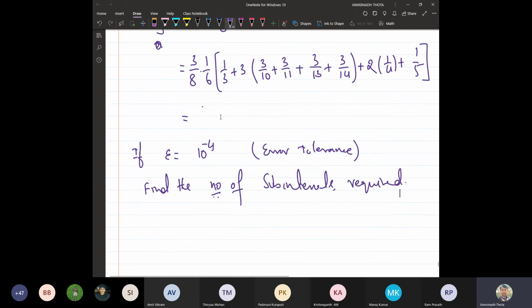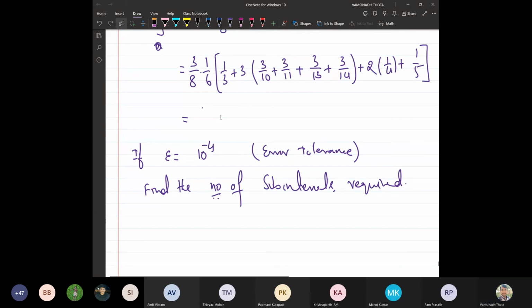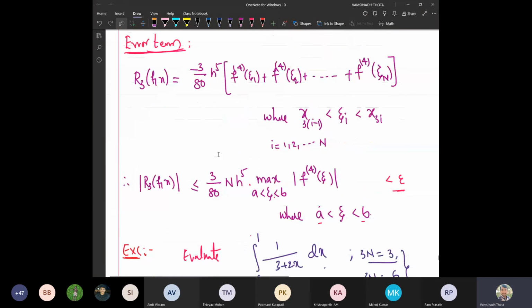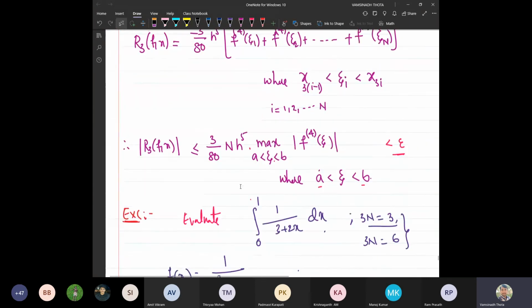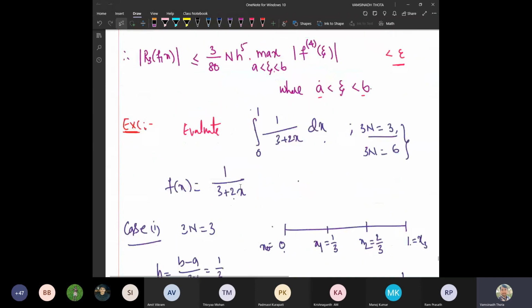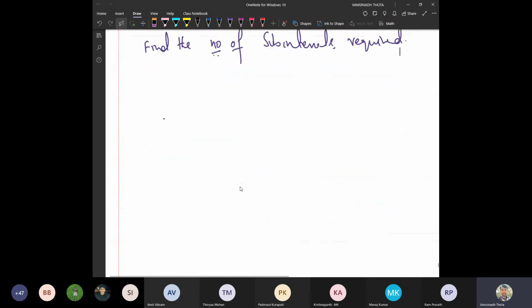Now for the number of subintervals, what is the error formula here? We have 3 upon 80 times n into h to the power 5 times the maximum of the fourth order derivative. Let me write it again. Generally, the error term has 3. Why is this 3? Because we need a minimum of 3 subintervals. In Simpson's 3/8 rule, n is equal to 3.